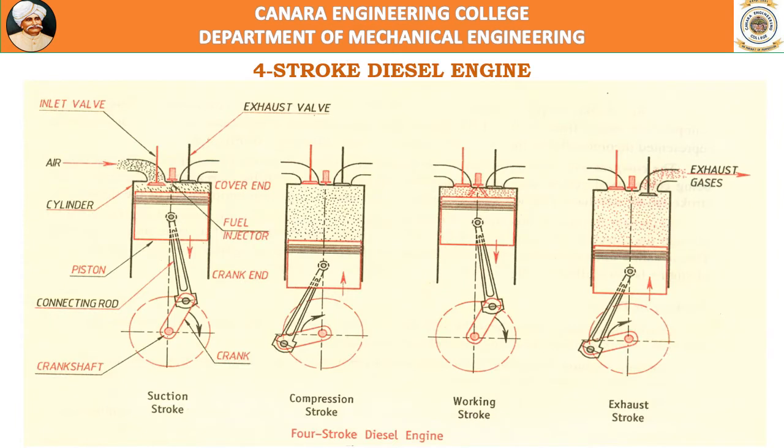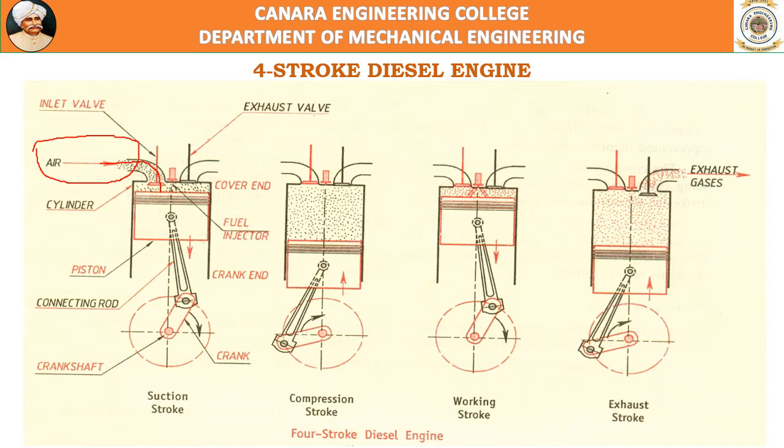So now we will see how a four-stroke diesel engine works. First, I would like to tell you the major differences between a diesel engine and a petrol engine. First major difference is, in case of a petrol engine, the air and petrol mixture is prepared outside the engine. The mixture is taken into the cylinder during the suction stroke. But in case of a diesel engine, only air is filtered and taken into the cylinder during the suction stroke.